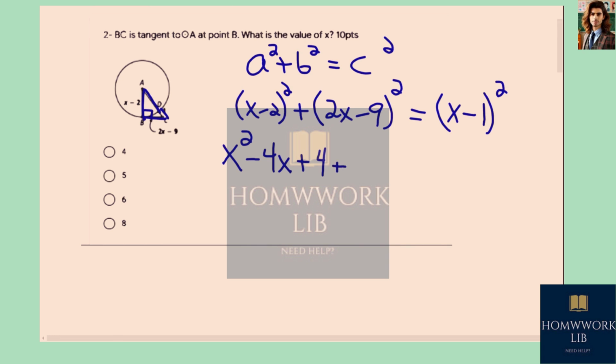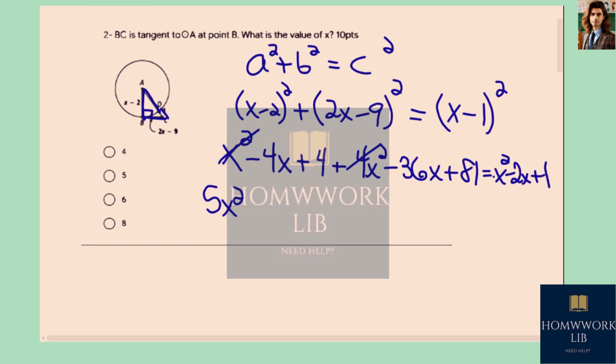Do this again. The (2x - 9) squared is the same thing as 4x squared minus 36x plus 81. And (x - 1) squared is the same thing as x squared minus 2x plus 1. A lot happening here. Let's simplify the left-hand side. x squared and a 4x squared is 5x squared. Negative 4x and a negative 36x combine to negative 40x. 4 and 81 combine to 85.